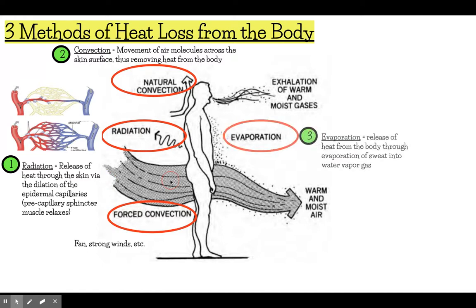All right, the third type of heat removal or heat loss is by evaporation. So evaporation is the release of heat from the body through evaporation of sweat into water vapor gas. So, sweat is primarily water and salt. That water component very easily evaporates with heat. So, we can lose heat through sweat.